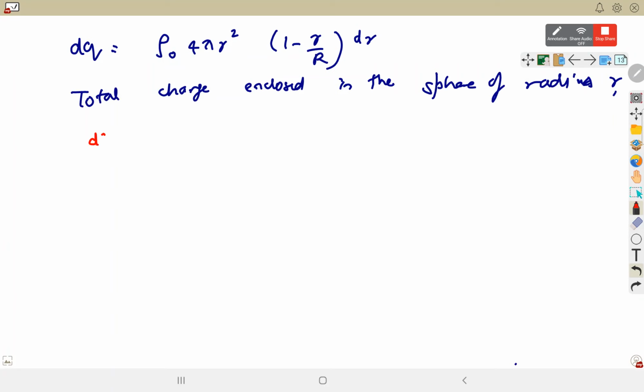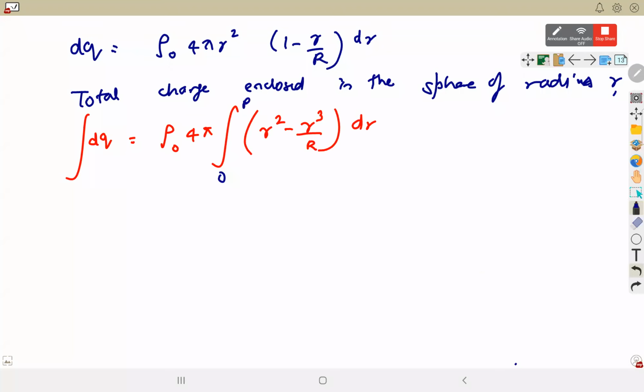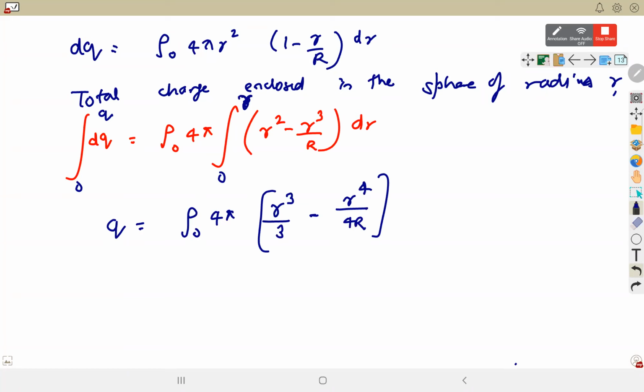So if you integrate this, rho naught and 4 pi are constants, and inside we get r square minus r cube by capital R times dr. Integrate from 0 to small r, and charge from 0 to Q. Q is equal to rho naught 4 pi times the integration of r square, which is r cube by 3, and the integration of r cube, which is r4 by 4.